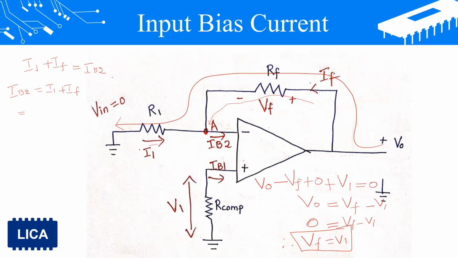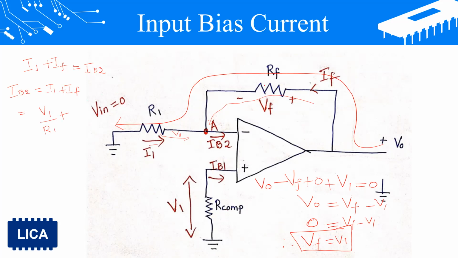I1 is the current flowing across R1. So I equal to V by R. In this area, V1 is present according to the virtual ground concept. So I1 means V1 divided by R1. Then IF is the current flowing across RF.